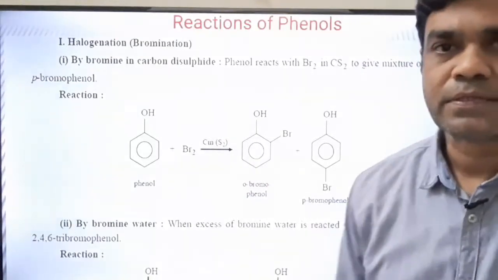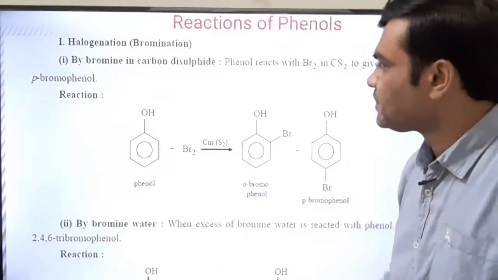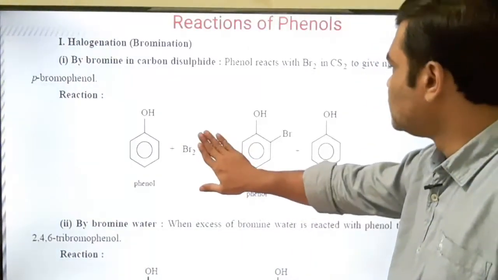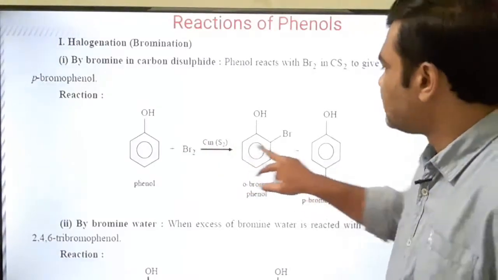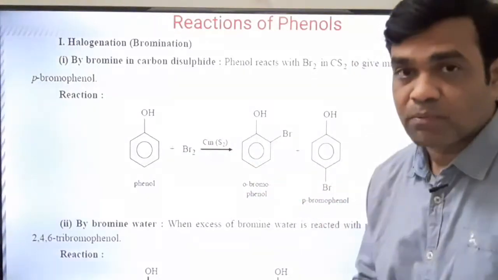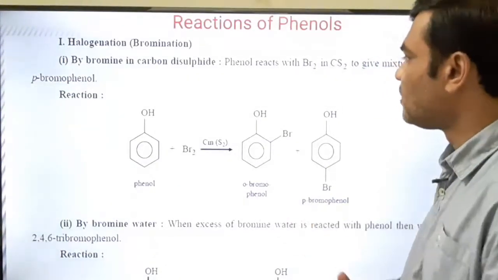First electrophilic substitution reaction is halogenation, that is bromination. Phenol undergoes bromination in carbon disulfide, CS2. Here bromination takes place and we get two products. One is ortho-bromophenol, other is para-bromophenol.